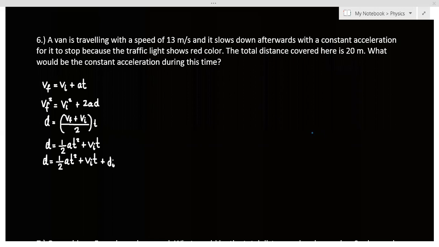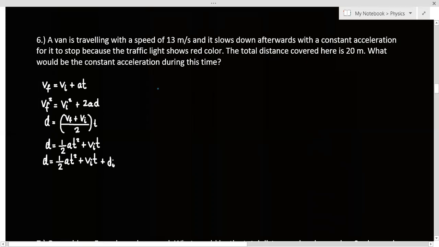A van is traveling with a speed of 13 meters per second, and it slows down afterwards with a constant acceleration for it to stop because the traffic light shows red color. The total distance covered here is 20 meters. What would be the constant acceleration during this time?